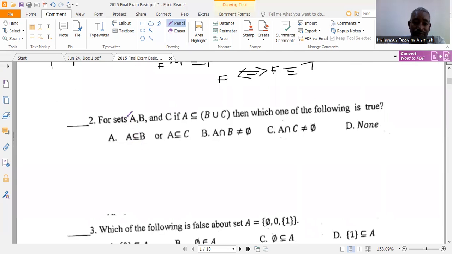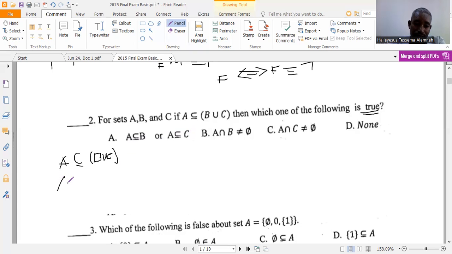The next one is, if sets A, B, and C are given, and A is a subset of B union C, then which one of the following is true? A is a subset of B union C. Then the first choice: A is a subset of B or A is a subset of C.